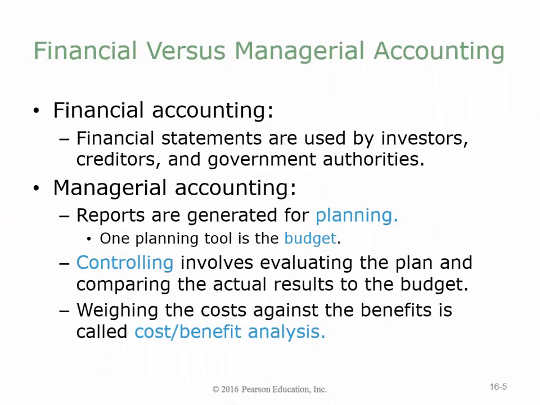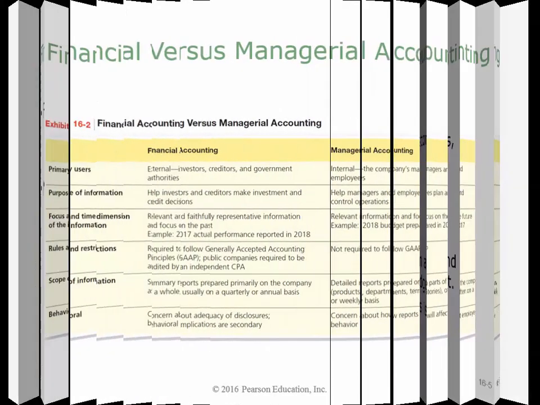So the first part is kind of definitional stuff, the difference between financial and managerial accounting. I think I mentioned this the very first day. Financial, what you learned in Accounting 1, is all about the statements used by people external to the business, investors, creditors, those sorts of people. Managerial accounting is all about what the managers and owners of a company use to make decisions. Okay, so it's planning, budgeting, controlling, and then cost-benefit analysis. That's what we're doing in managerial accounting. That's what we'll start learning starting today and going forward.